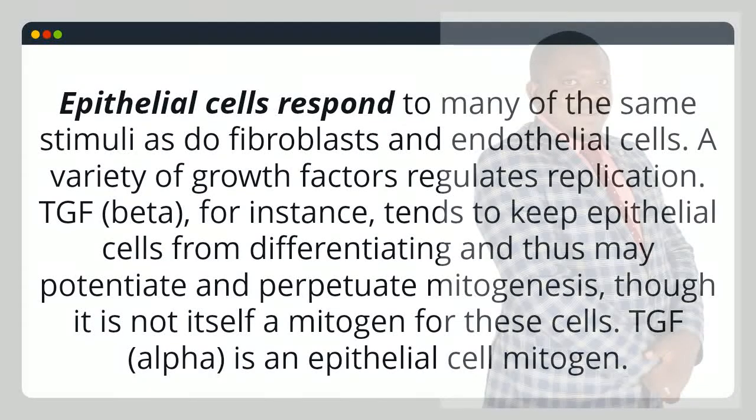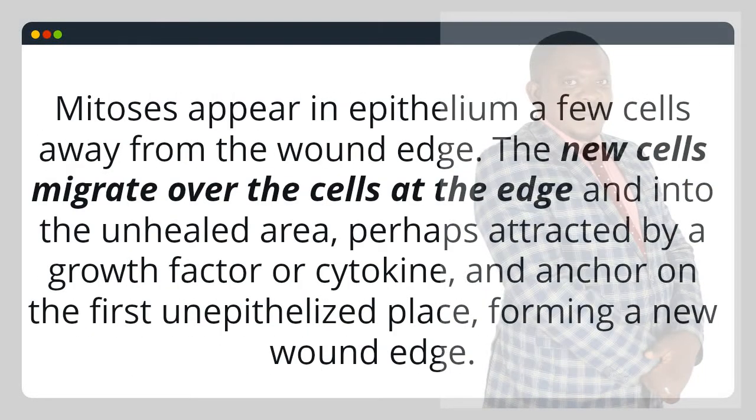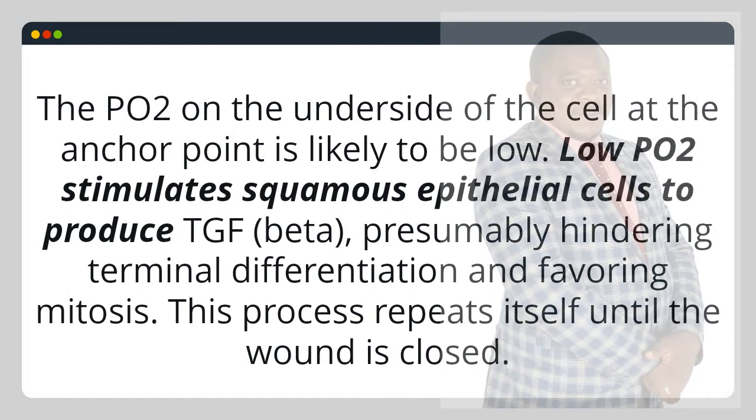Mitosis appears in epithelium a few cells away from the wound edge. The new cells migrate over the cells at the edge and into the unhealed area, perhaps attracted by a growth factor or cytokine, and anchor on the first unepithelialized place, forming a new wound edge. The PO2 on the underside of the cell at the anchor point is likely to be low. Low PO2 stimulates squamous epithelial cells to produce TGF-beta, presumably hindering terminal differentiation and favoring mitosis. This process repeats itself until the wound is closed.